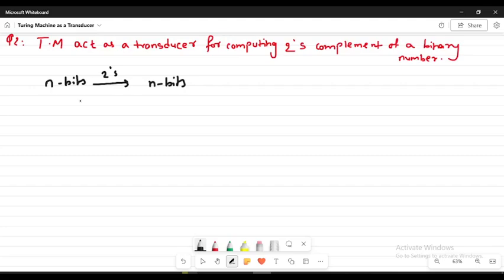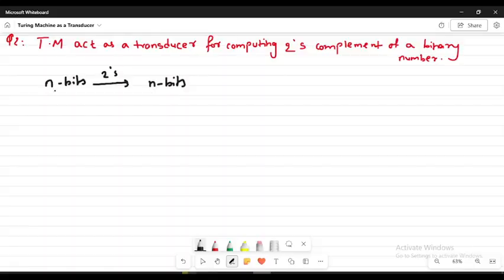So let's see one more example where a Turing machine will act as a transducer in order to convert a number into its 2's complement. Here we are assuming that after converting a number into 2's complement, there is no overflow. What I mean is, if a given number is n bits, then after converting into 2's complement, the resulting number would also be n bits. So under this assumption, we are doing this example. There would be no overflow.